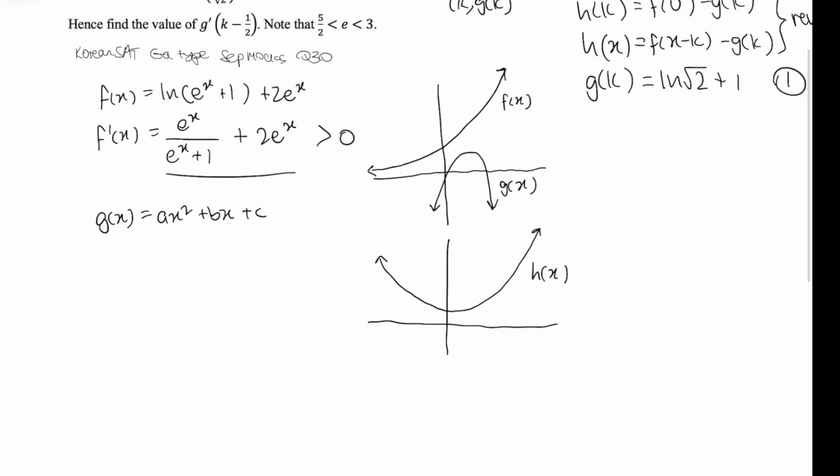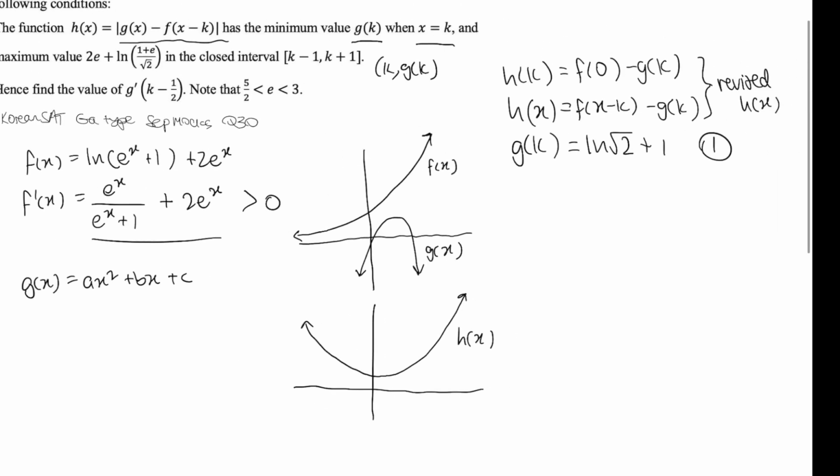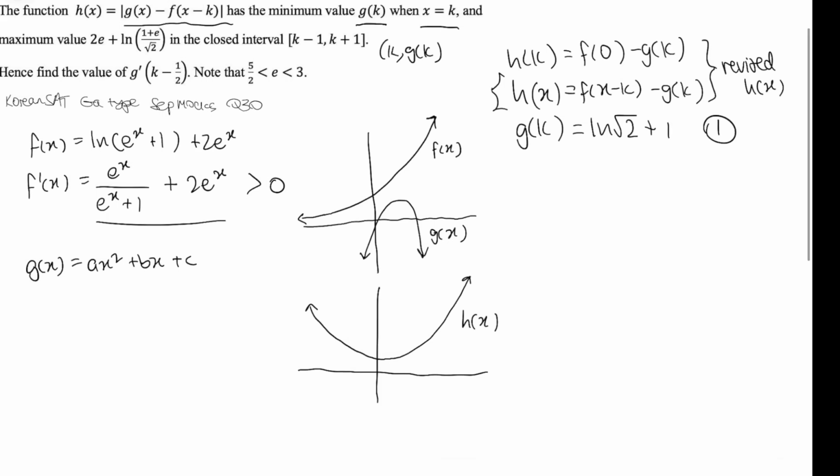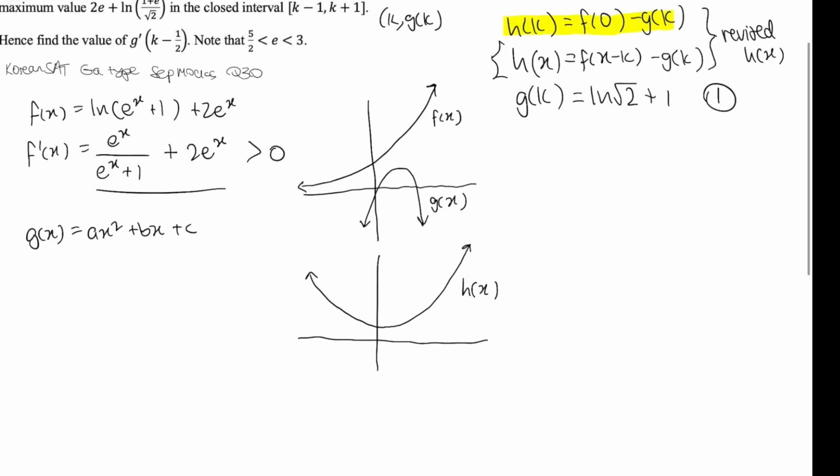For h of x, which we have now revised and defined as f of x minus k minus g of x, we have two differentiable functions, which means we can differentiate h of x. Since we're dealing with the minimum value, which is at x equals k, we know that h prime of k is 0. So we'll write h prime of k as f prime of k minus g prime of k, and that is equal to 0.